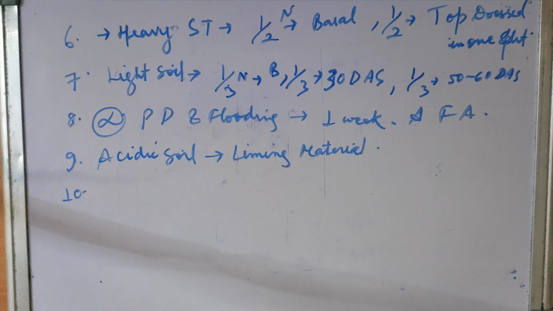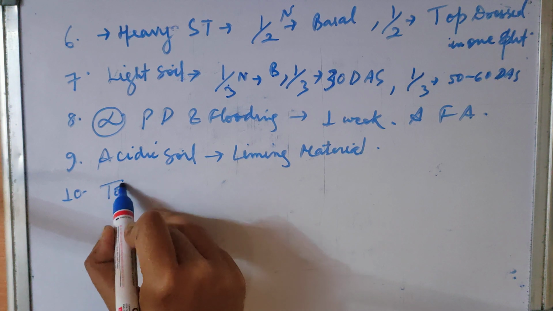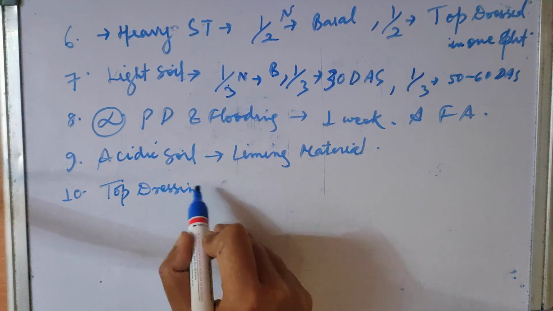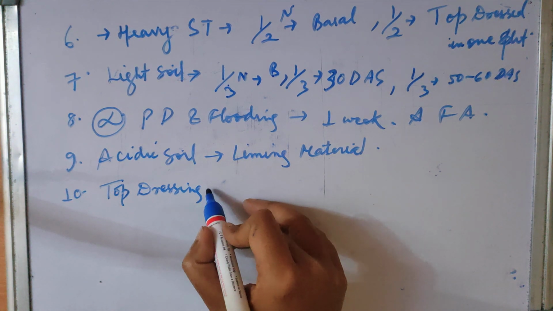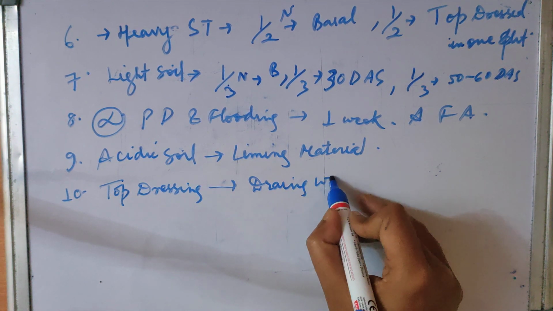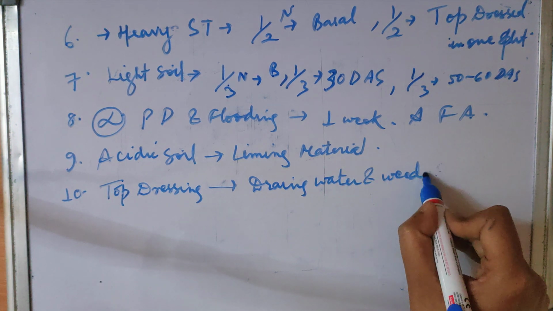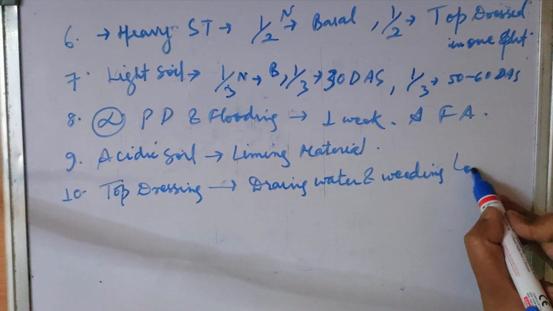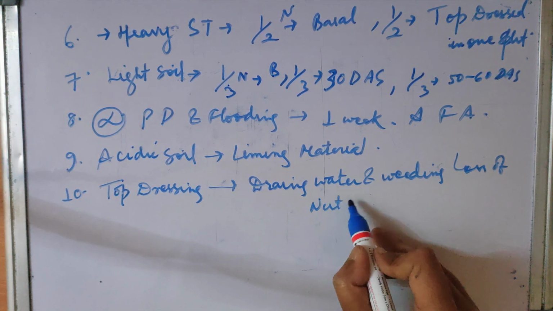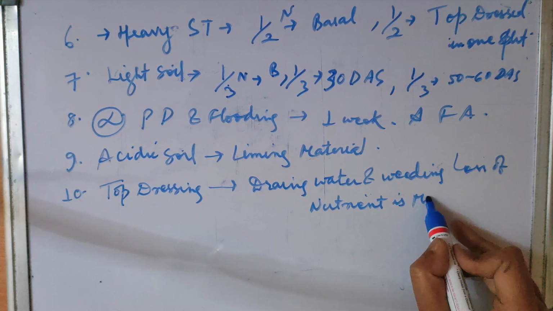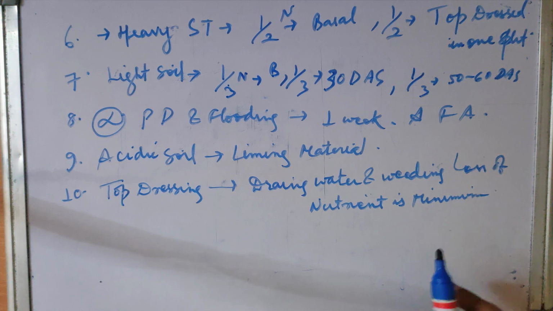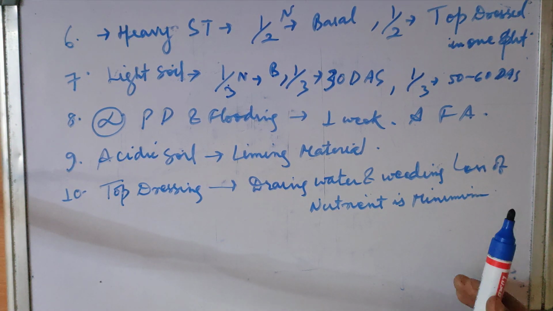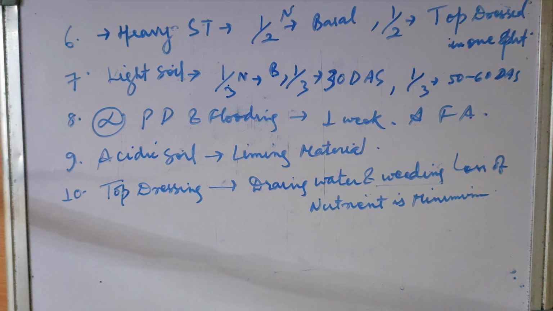Next point, top dressing should be done after draining water and weeding, so that loss of nutrient is minimum. Because the weeds will also take your fertilizer when you apply it as top dressing after planting. So we need to drain water and weed, so there is less nutrient loss.